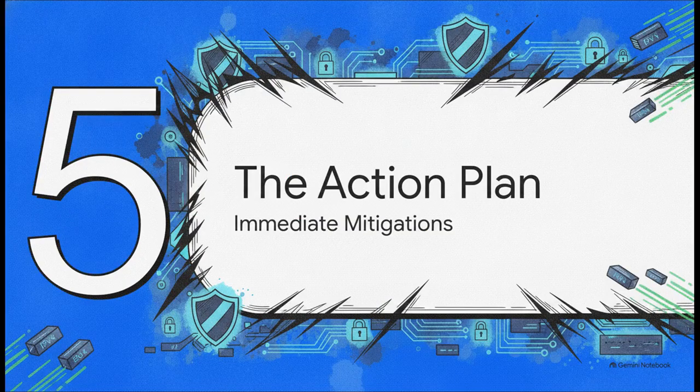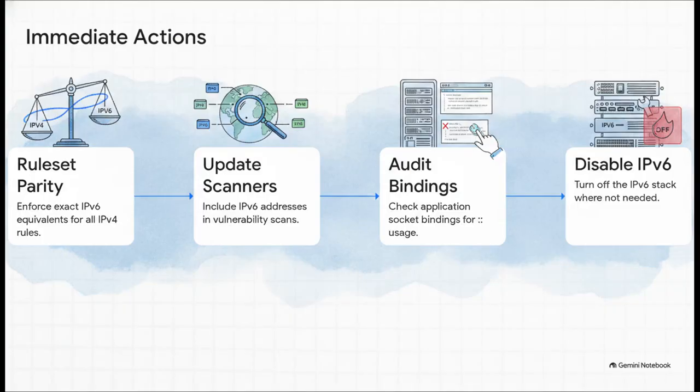So what do we do about it? Section 5, the action plan. Let's look at immediate mitigations. We need to act on this right now to close these operational gaps. Step 1, enforce rule set parity immediately. If you have an IPv4 permit or deny rule on a firewall, it must have an exact IPv6 equivalent. No exceptions. Step 2, update your tooling.